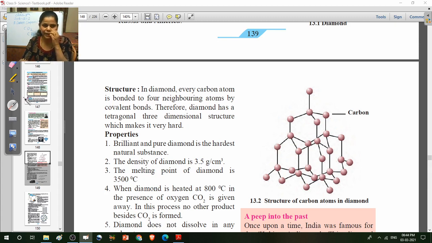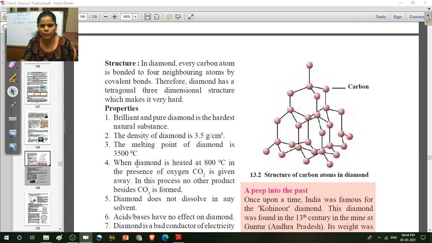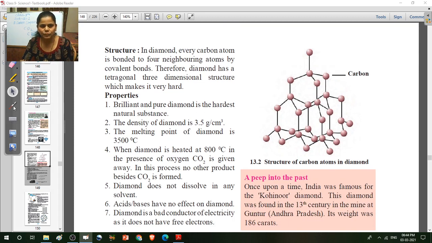Clear? The next one is, when diamond is heated at 800 degrees centigrade in the presence of oxygen, CO2, that means carbon dioxide, is given away. When diamond is heated to high temperature, up to 800 degrees centigrade, in the presence of air, in the presence of oxygen, then carbon dioxide is given away. In this process, no other product besides the carbon dioxide is formed.